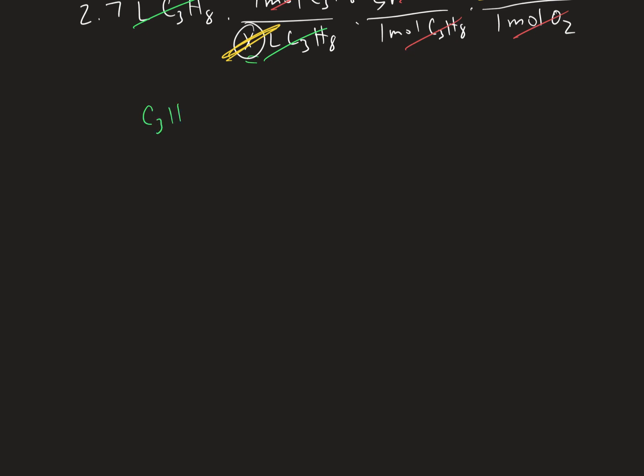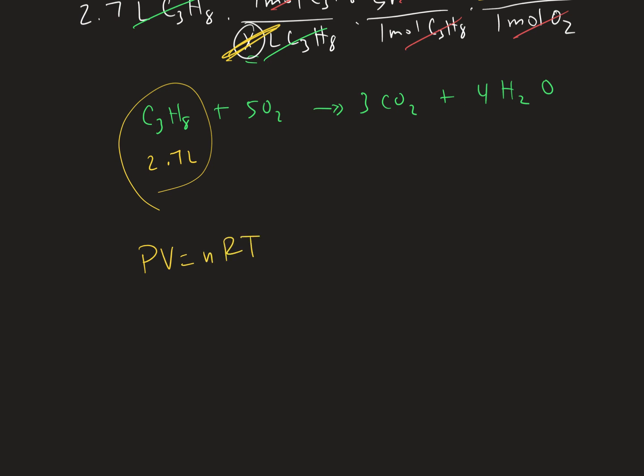So we have C3H8 plus 5O2 gives us 3CO2 plus 4H2O. And I start with 2.7 liters. Can I use PV equals nRT just for that one? That's also a gas, right? So PV equals nRT, and I'm solving for, I want the number of moles. If I know moles, I can go to moles of oxygen, right? So divide RT to both sides. And I got n is equal to PV over RT.